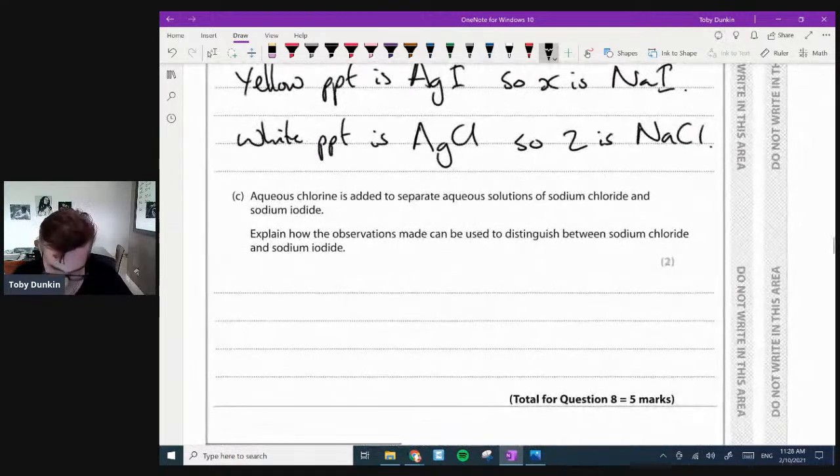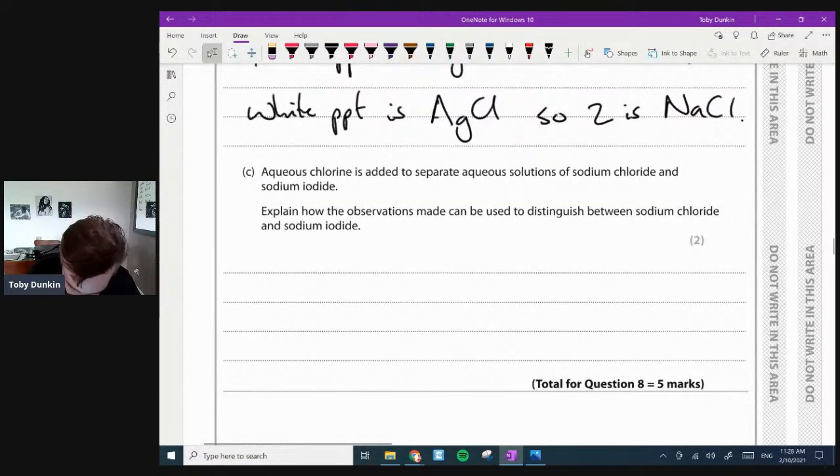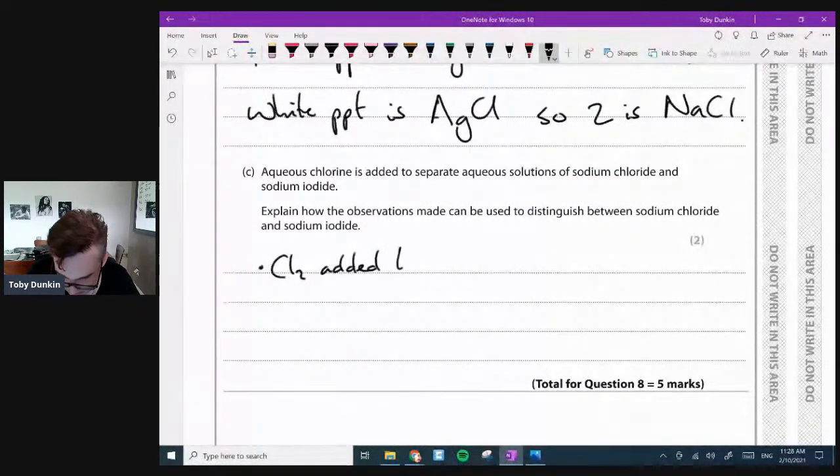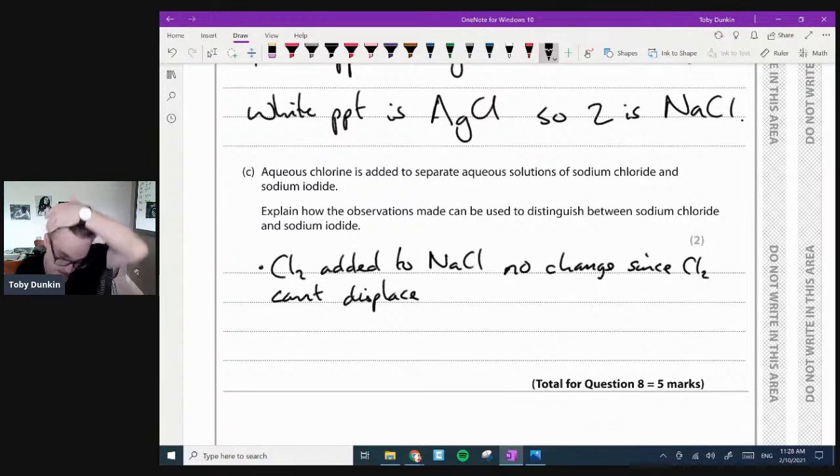Next. Aqueous chlorine is added to a separate solution of sodium chloride and sodium iodide. Explain how the observations made can be used to distinguish between sodium chloride and sodium iodide. So Cl2 added to NaCl, no change. Since chlorine can't displace itself. It actually does, it goes into an equilibrium, but it doesn't really matter.